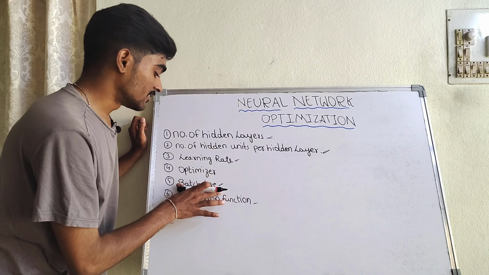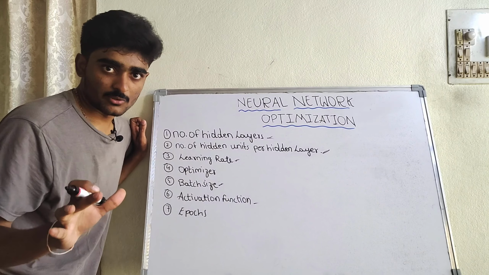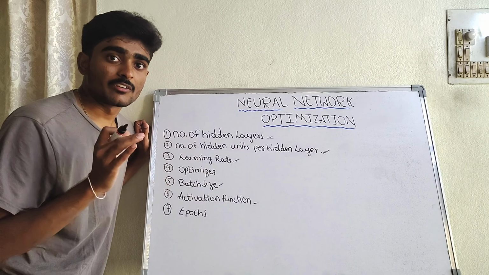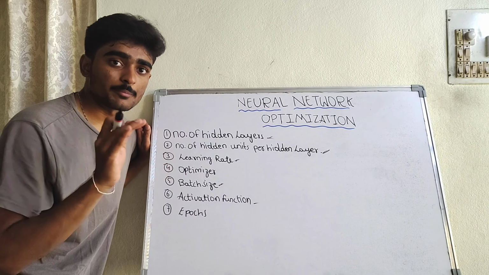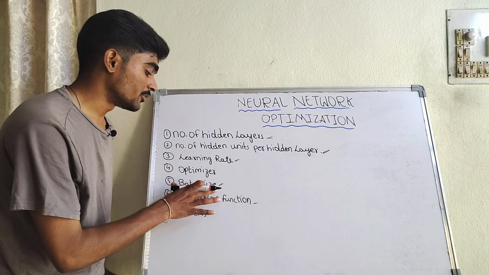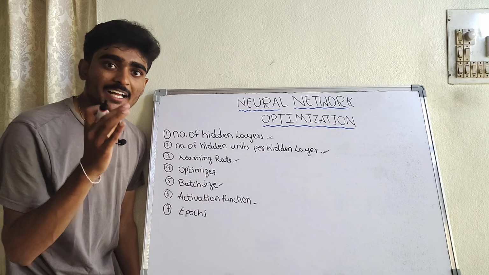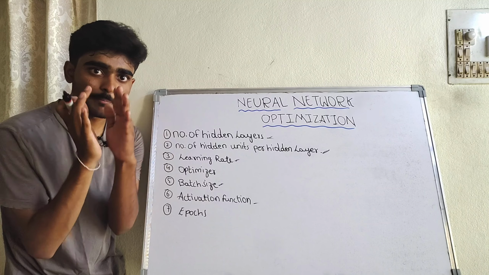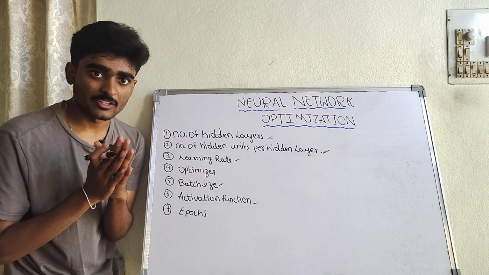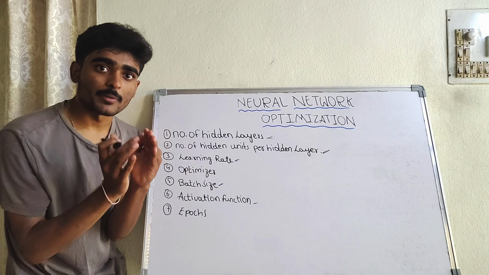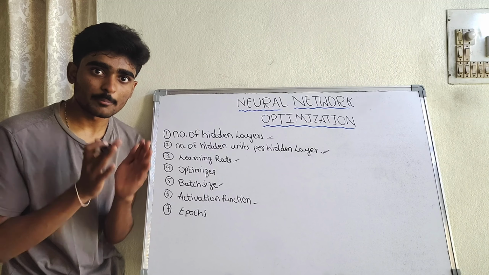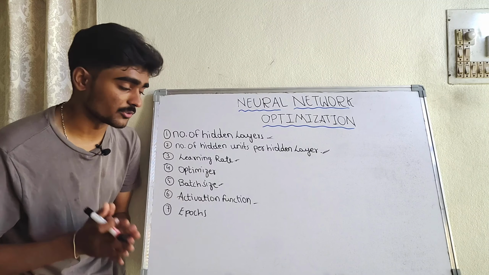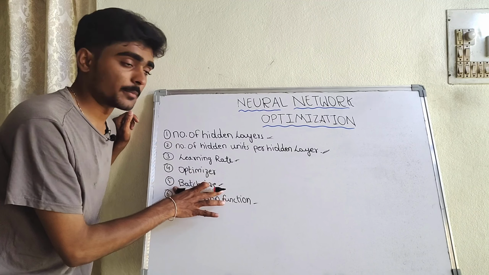The fifth is batch size. If you have seen my video on mini batch gradient descent, I explained batch size clearly there. In batch size we give a set of rows as a batch, and we update the weights and bias values per batch. This is our fifth hyperparameter.